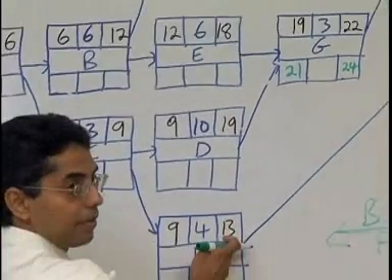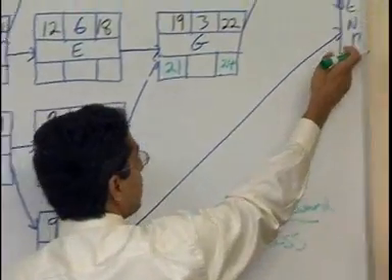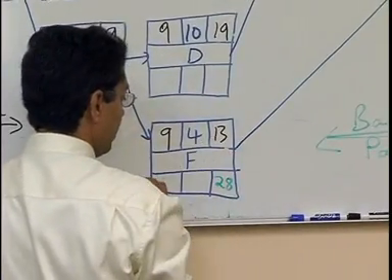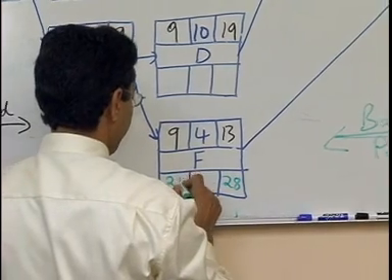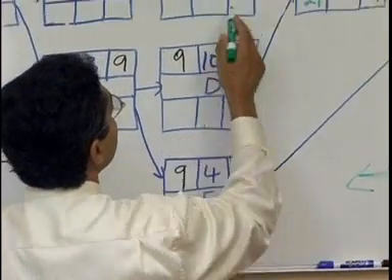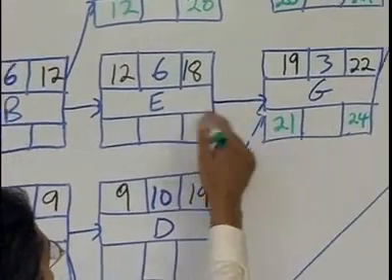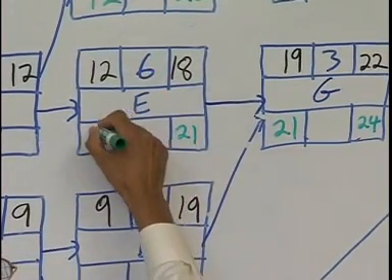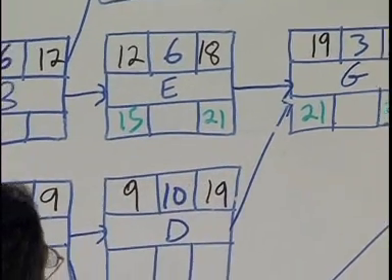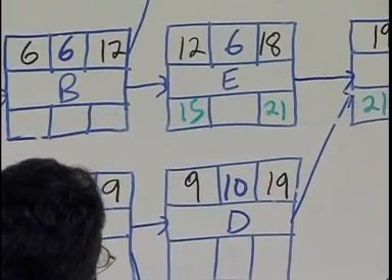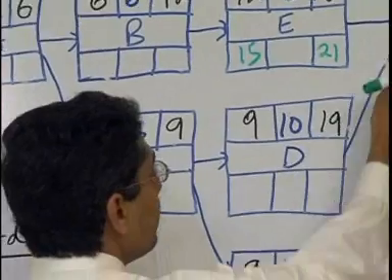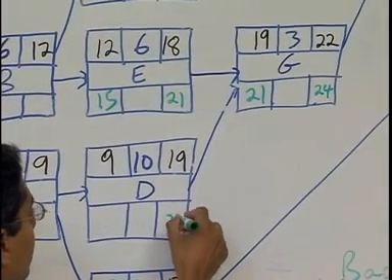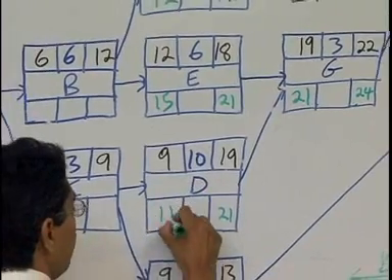Where's F going to? F is going to the end, so 28 has to come here. 28 minus 4 is 24. Let's go to E. Now E only goes here, so 21 comes here. 21 minus 6 is 15. My maths is good. Now we come to D. D is going to G, so D is 21. 21 minus 10 is 11.